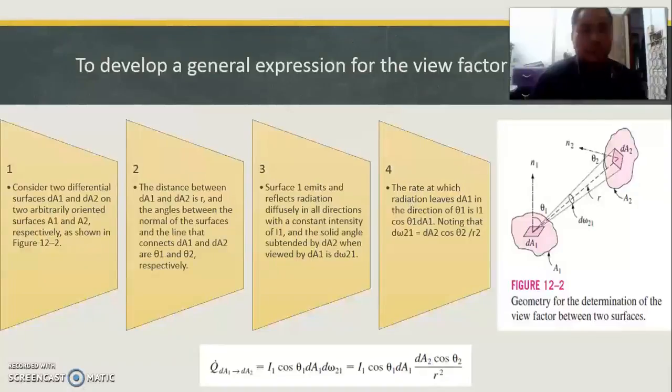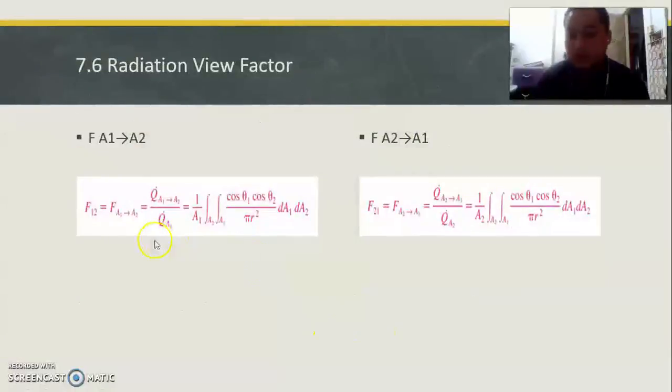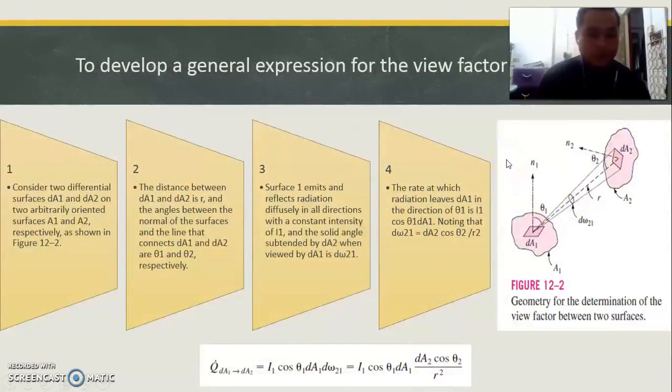The rate at which radiation leaves dA1 in the direction of theta1 is I cos theta1 dA1, noting that d omega 2-1 is equal to dA2 cos theta2 over R squared. The quotient of the radiation that strikes dA2 is this formula: I cos theta dA1 d omega 2-1. These are the formulas for F A1 to A2. This one is F A2 to A1. So, A1 to A2, A2 to A1.